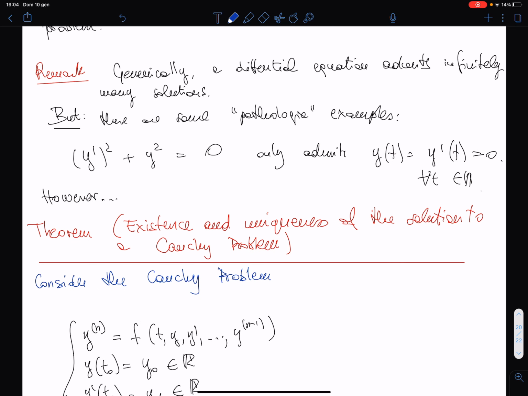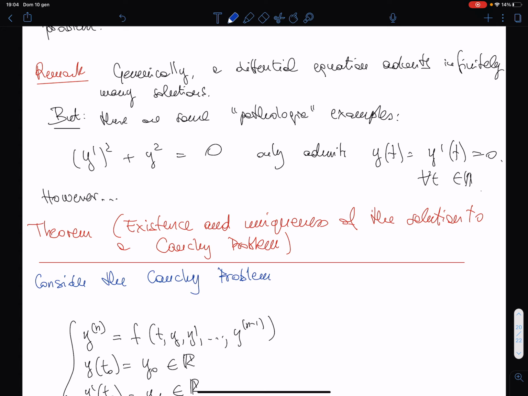Because when you have a model, physical or biological, of a natural phenomenon, you want this natural phenomenon to evolve in a unique way, and you're able to describe it. And really the foundation, the ground, for having this very important result is this theorem.